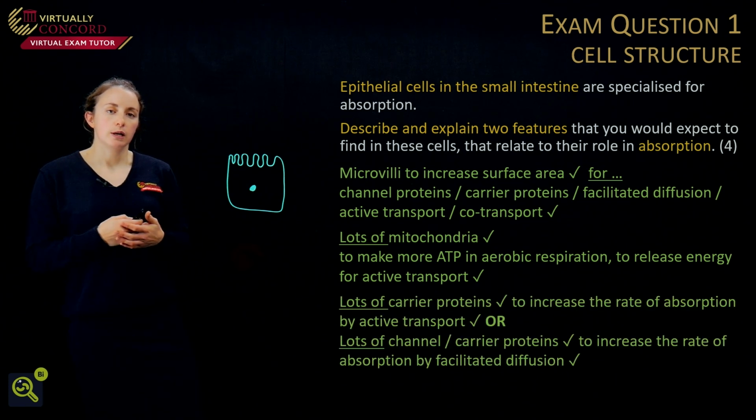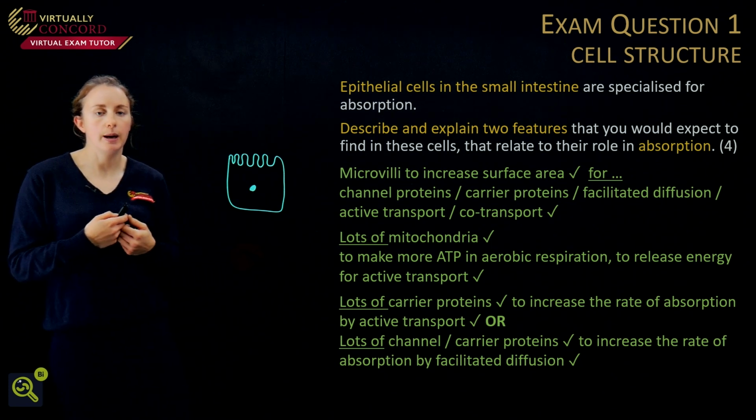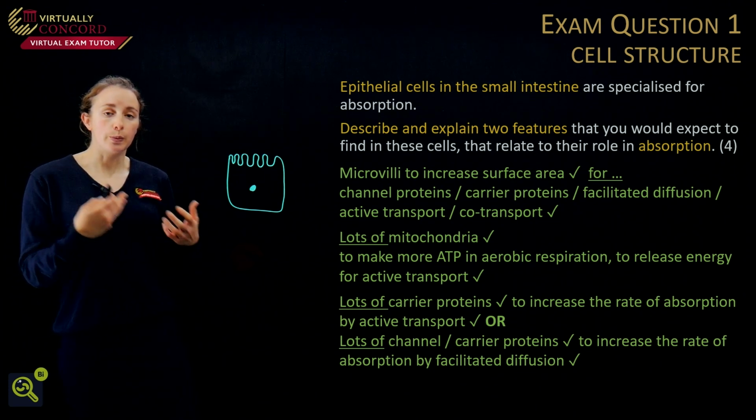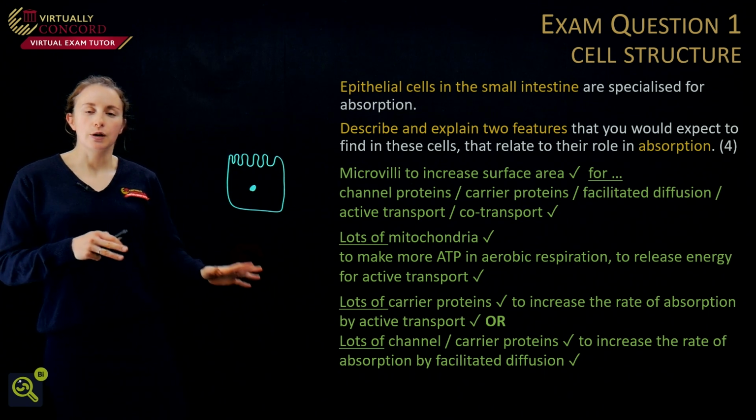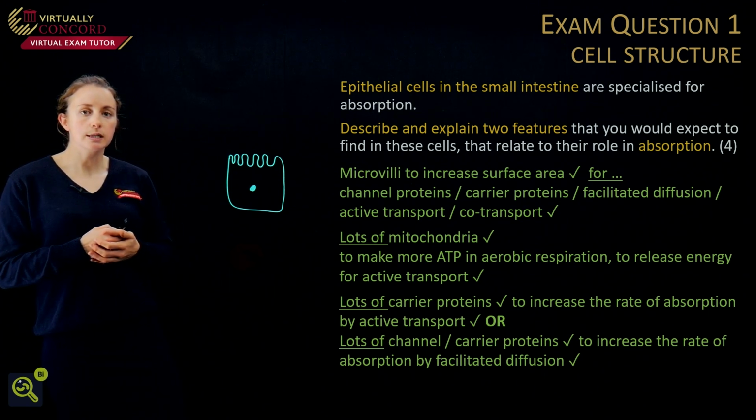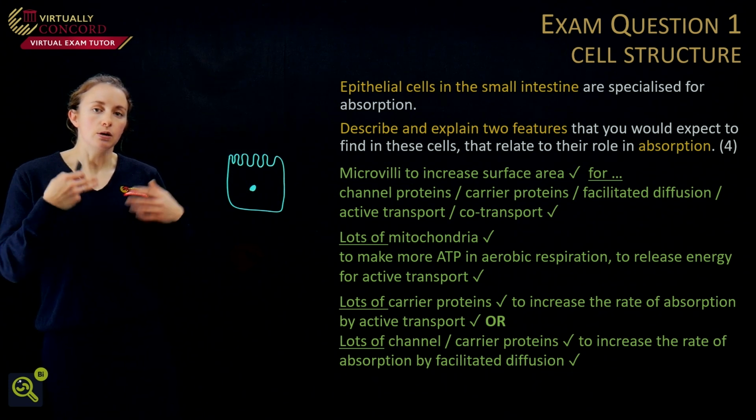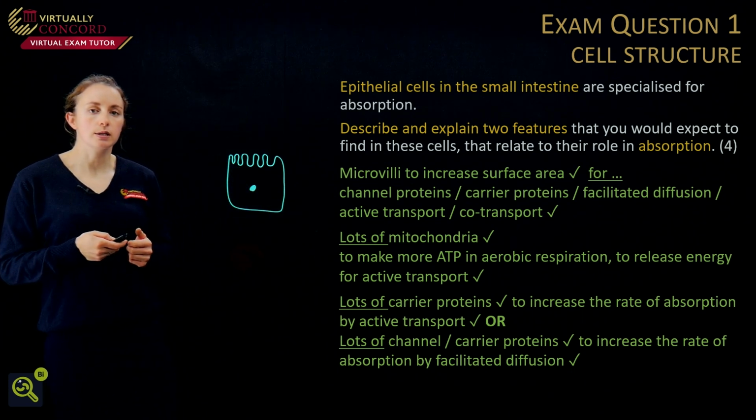And then the third marking points, the sort of pair of marking points, are for talking about things like carrier proteins for active transport, or for talking about channel proteins or carrier proteins for the process of facilitated diffusion. You didn't have to write both of those things as different options, different ways to get your marking points. But again, you can see the linked marking points. So lots of your particular proteins for your particular process gets you the 2 marks.